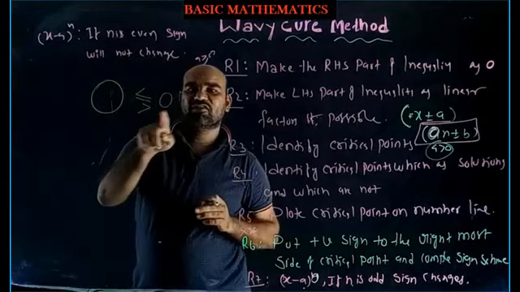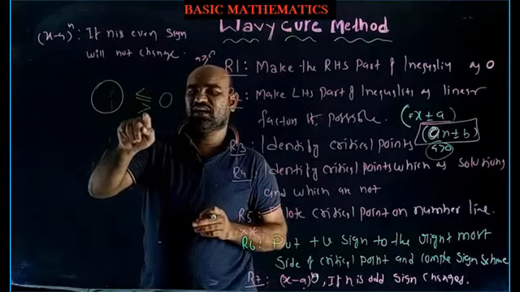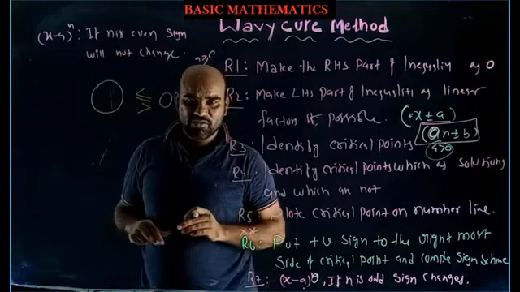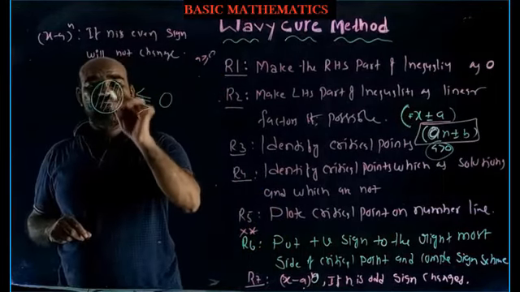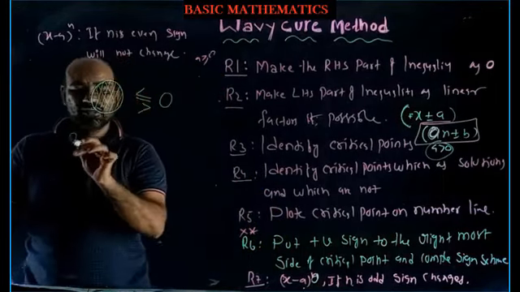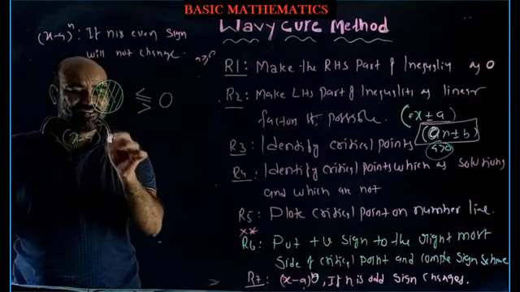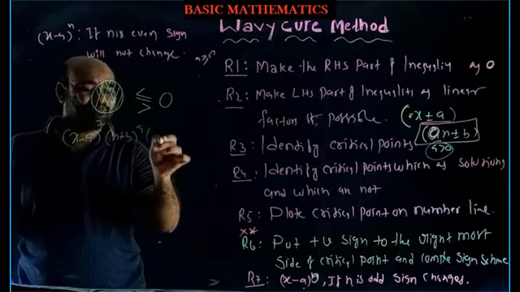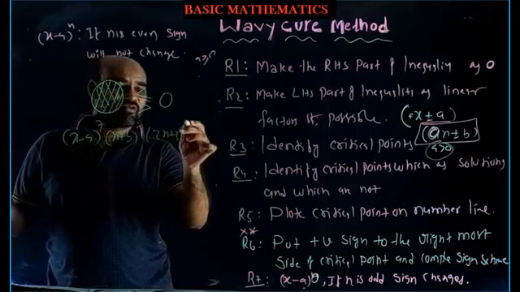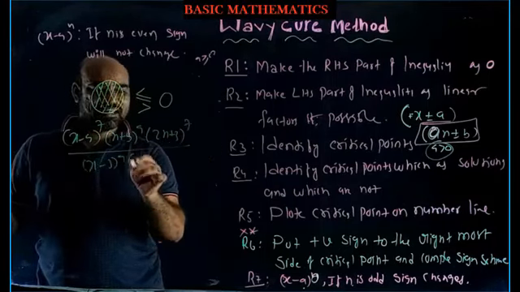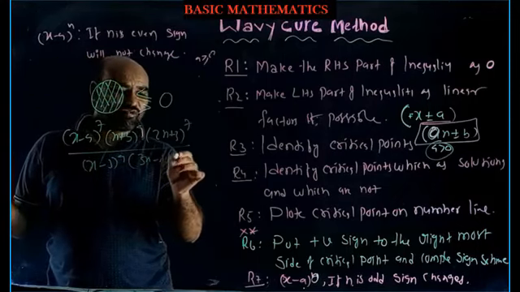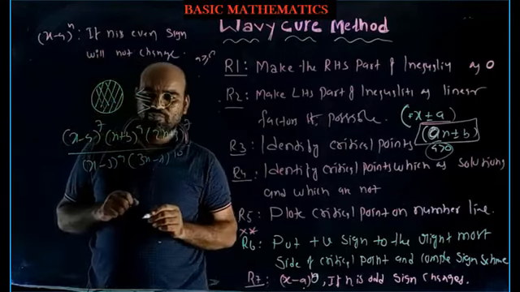Right-hand side of the inequality should be 0. Either lesser or greater, lesser than or greater than, that is not a big problem. The left side should have factors of the form (x minus a) whole power 7, (x plus b) whole power 9. So (2x plus 3) whole power 7 by (x minus 3) whole power 9, (3x minus 7) whole power 10 form.